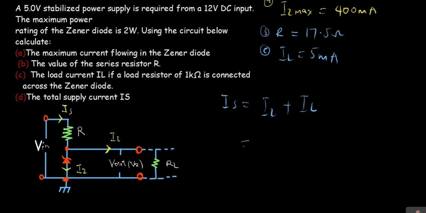So if that's the case, then what will be the total current from the source? The total current from the source will now become IZ plus IL. That will be the current in the Zener diode plus the current in the load. So that will be 400 milliampere plus IL, which is 5 milliampere. So this will give us 405 milliampere. That will be the value of the total supply current here when a resistor of 1 kilo ohm is connected to the load. Okay, so that's all for the question.